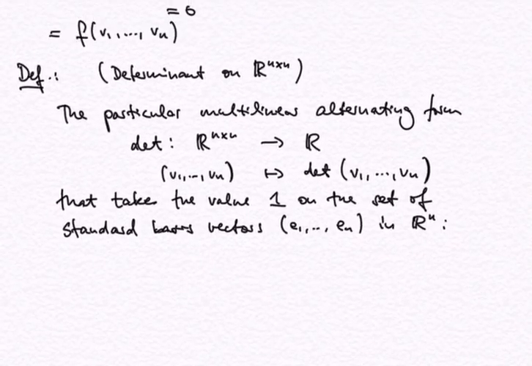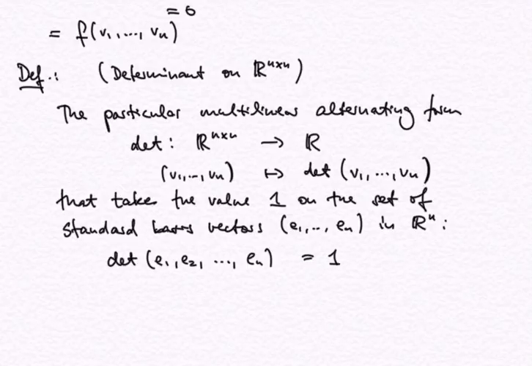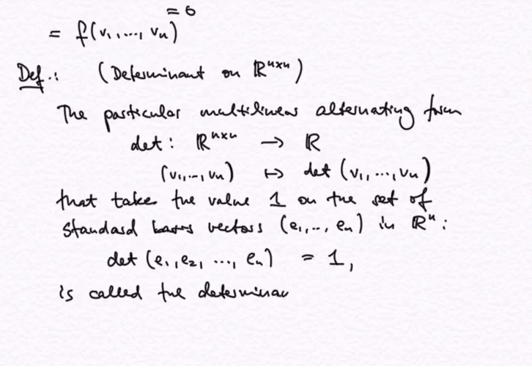In other words, the determinant of e1, e2, ..., en is equal to 1. This particular alternating multilinear form is called the determinant on R^(n by n). And that's natural, because on the unit cube, of course, I want to have a volume of 1. Good.